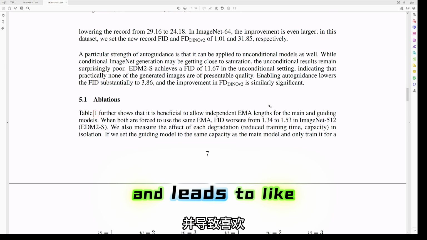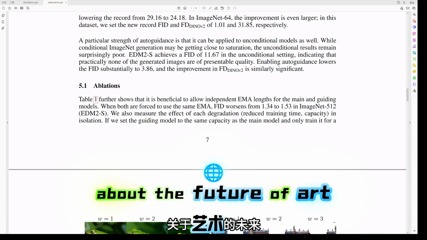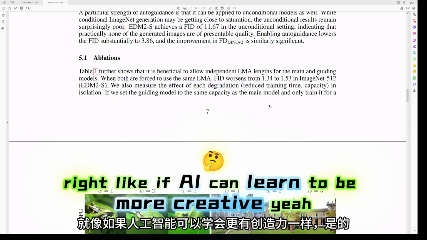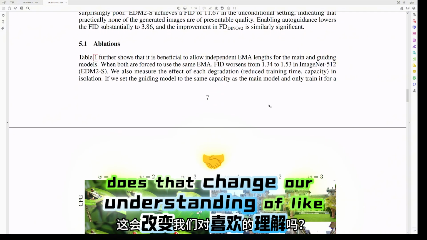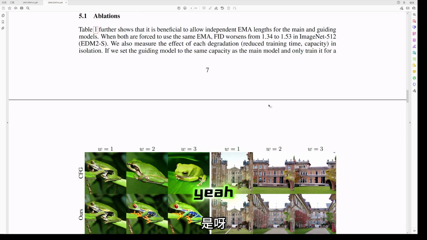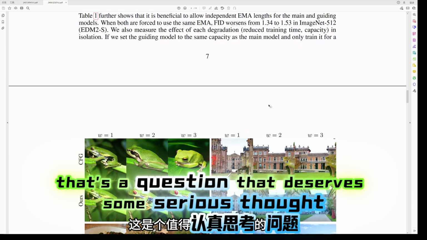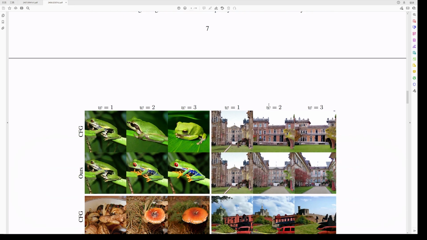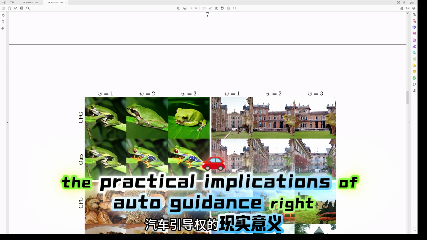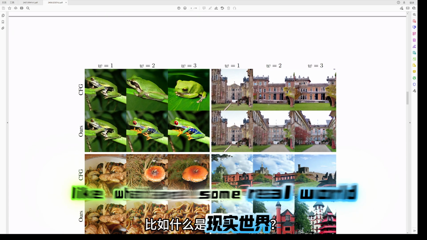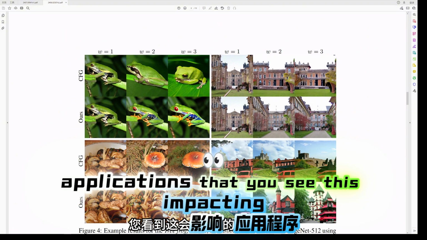It does, and it leads to some really interesting questions about the future of art and creativity. If AI can learn to be more creative, does that change our understanding of what it means to be an artist? That's a question that deserves some serious thought. But before we go too far down that rabbit hole, I'm curious about the practical implications of auto guidance. What are some real world applications that you see this impacting?